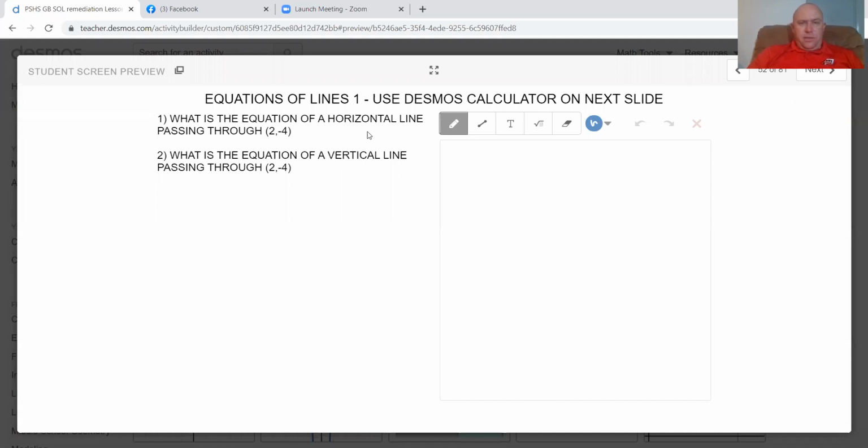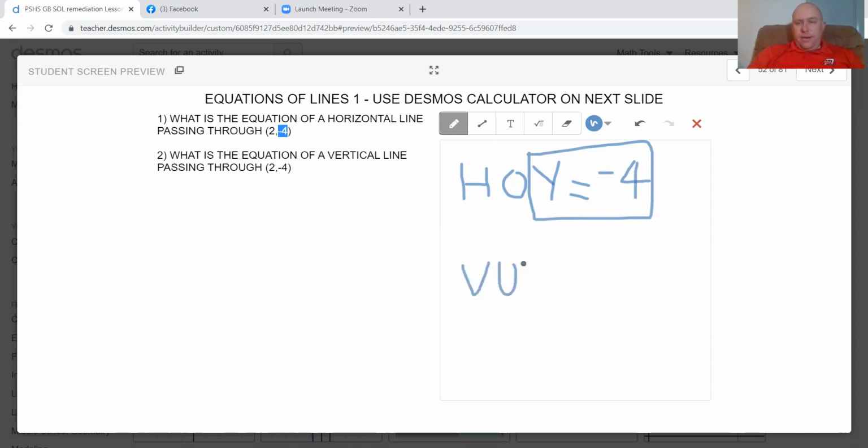What is the equation of a horizontal line passing through (2, -4)? So horizontal lines, once again, just think about the word that we're using. So this would be HOY, because it starts with the H for horizontal. And then just look for what is the y coordinate here. So 2 is the x coordinate, and -4 is the y coordinate. So there's your answer. y equals -4.